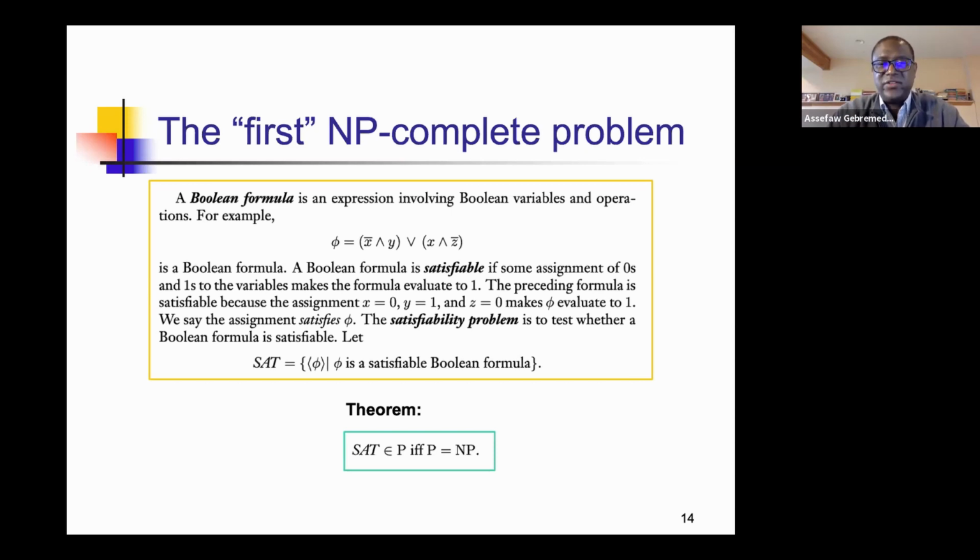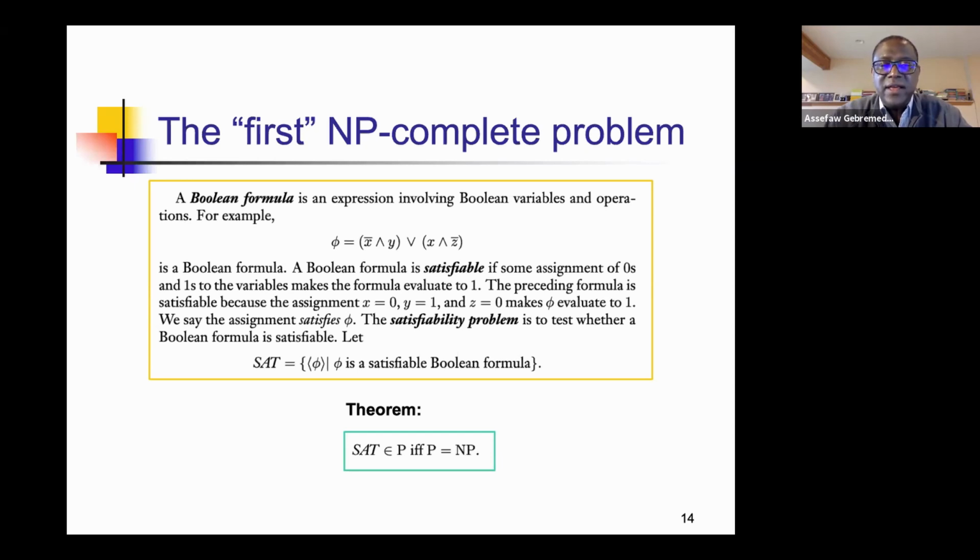And so now you're asked this question. Is there an assignment of 0s and 1s, say x takes a 0 and y takes a 1, or the other way around, such that, given a Boolean formula, the whole thing would equate to 1? Then that formula is said to be satisfiable. That means it equated to a 1, to a true. And the satisfiability problem then is to test whether a Boolean formula is satisfiable.